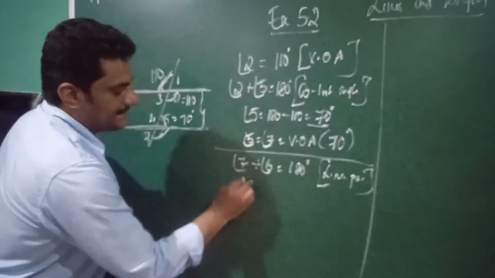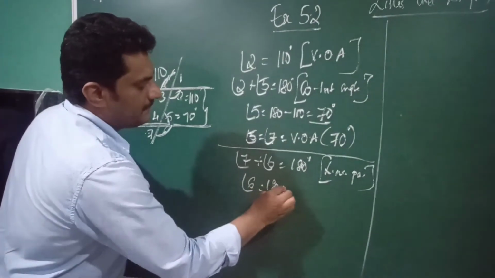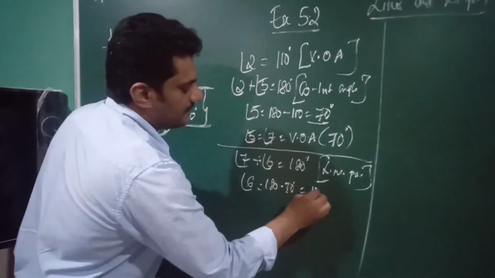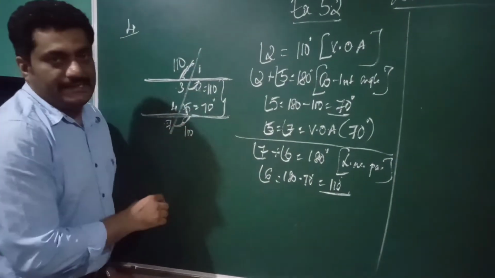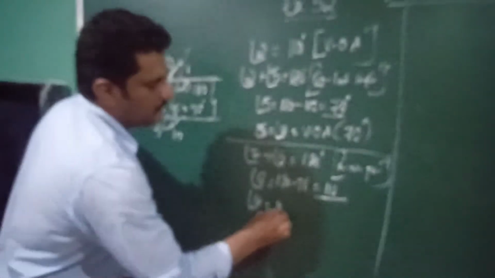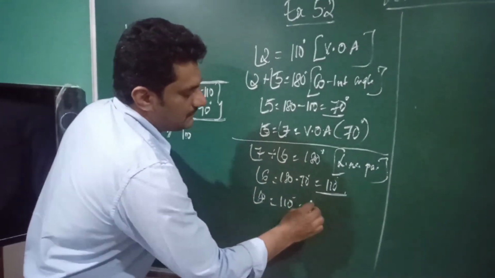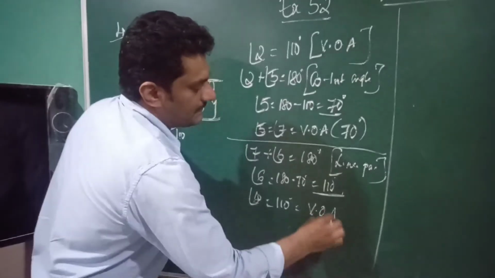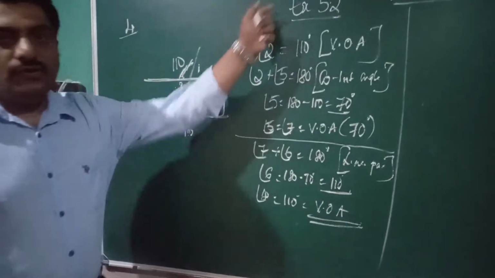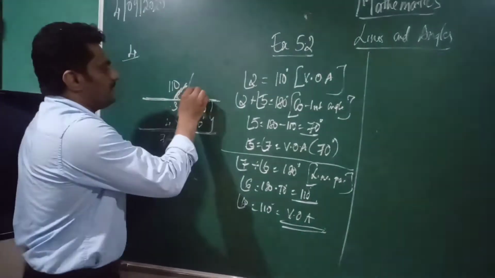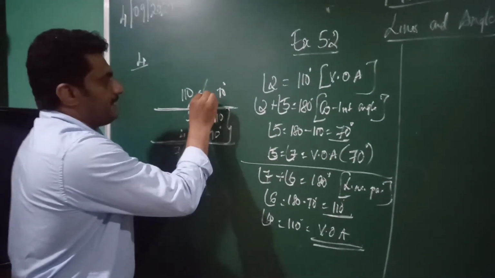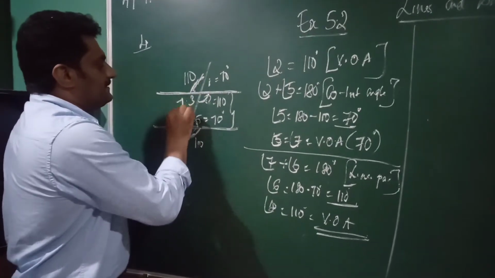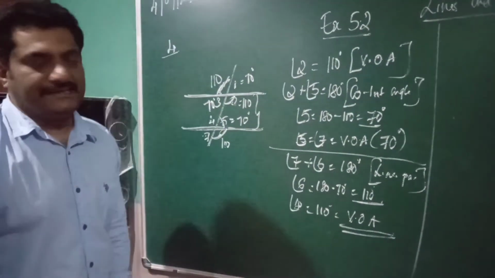So angle 6 is equal to 180 minus 70, which is 110. If I know 110, I will get angle 4 is equal to 110. This is vertically opposite. Now by giving all these statements, you will get the angles here as 70 degrees, here 110. If I get 70 here, this is also 70 degrees.